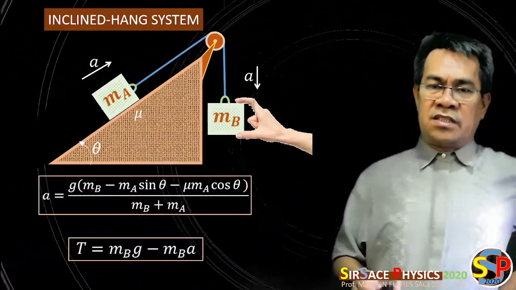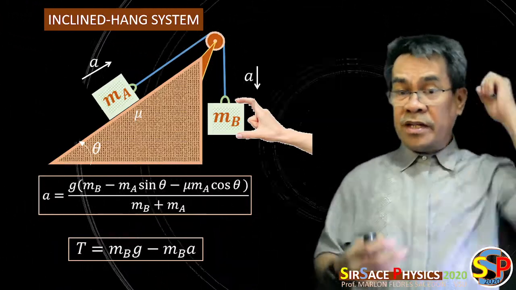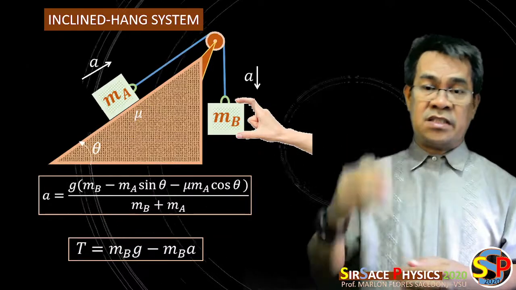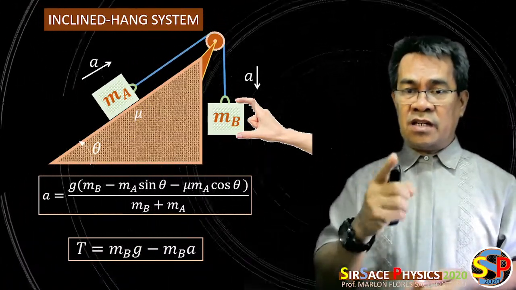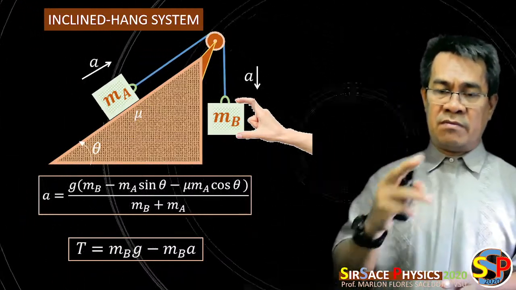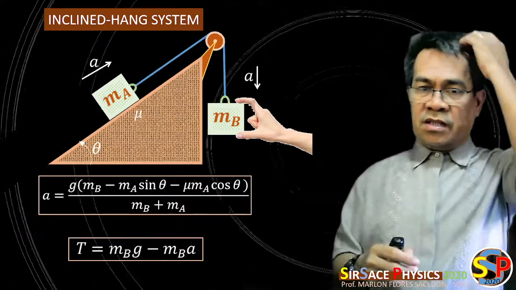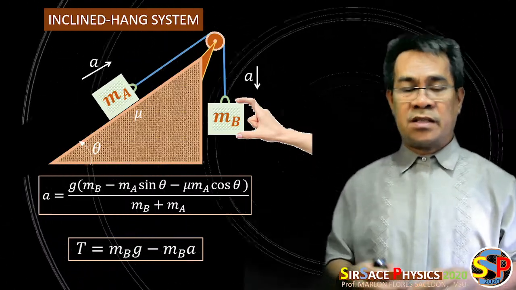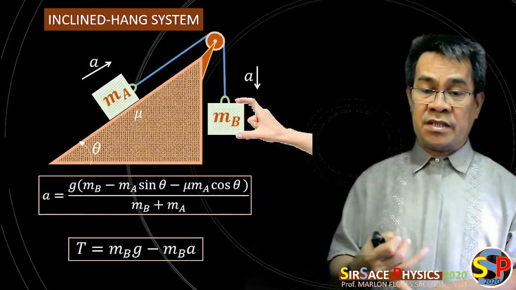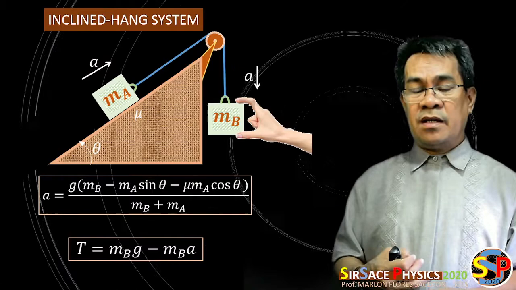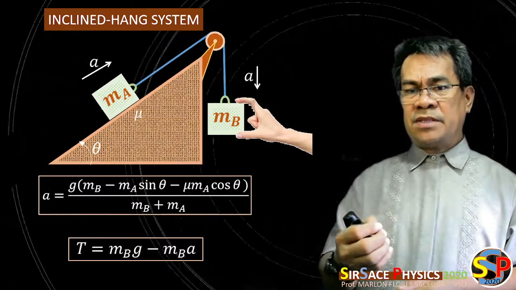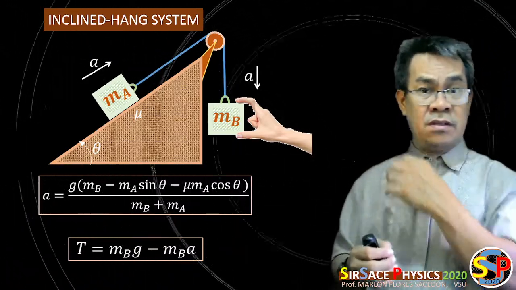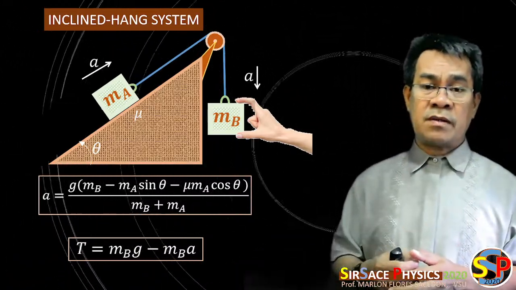Now look at the formula. In the numerator, just like in the Atwood machine, the numerator is the net external force. Take note, there are three terms. If you distribute the g, multiplying the terms by g, they become gravitational forces. Mass times gravity is a force. Now, mass B times the acceleration due to gravity is the weight of what? The weight of mass B.